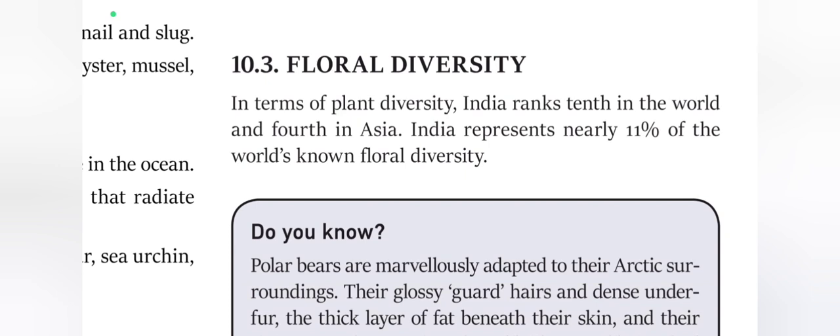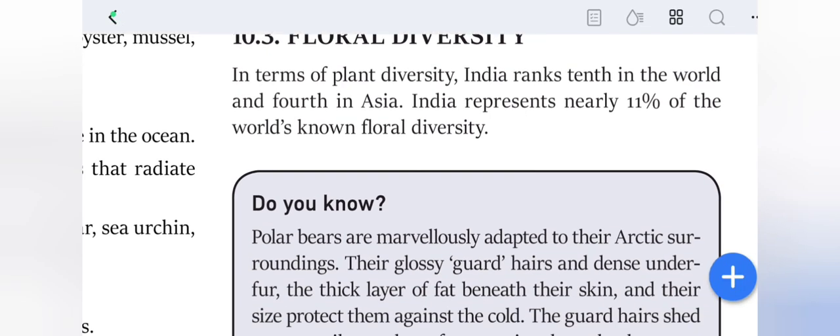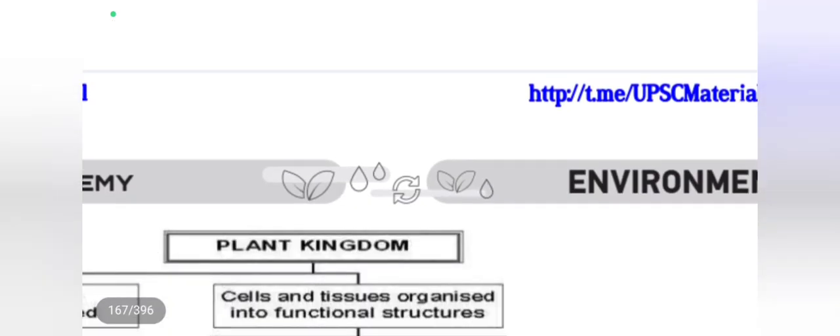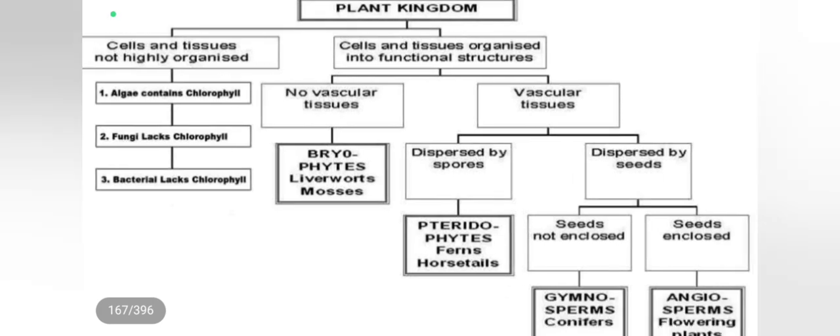So next is floral diversity. In terms of plant diversity, India ranks 10th in the world and 4th in Asia. India represents nearly 11% of the world's known floral diversity. Here you can see the plant kingdom.